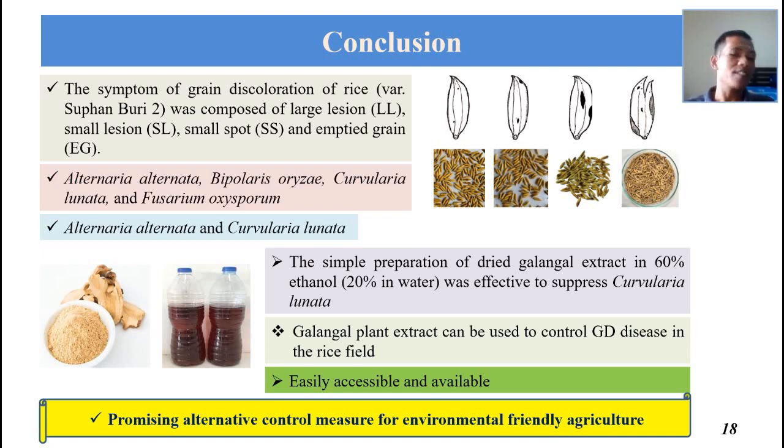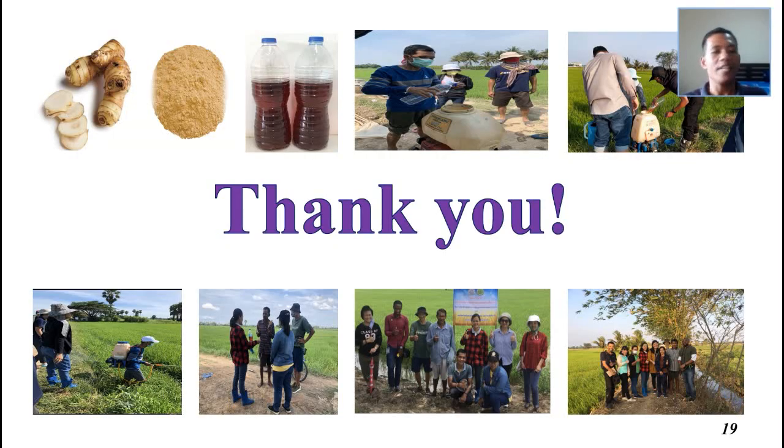So I can summarize that the galangal plant extract can be used to control green discoloration disease in the rice field, because it is easily accessible and available in almost every tiny household farm. To control green discoloration disease, using a simple preparation of dry galangal extract would be a promising alternative control measure for environmentally friendly agriculture. Thank you very much for your attention.